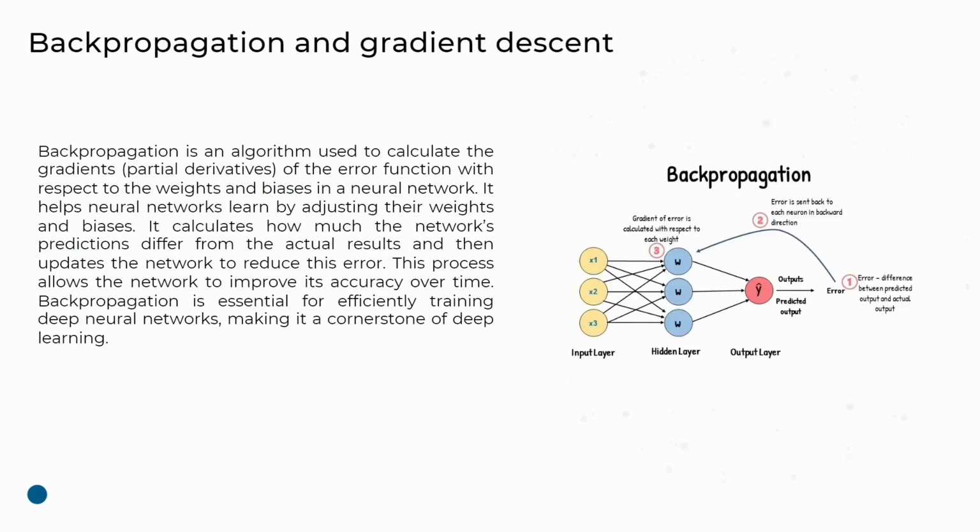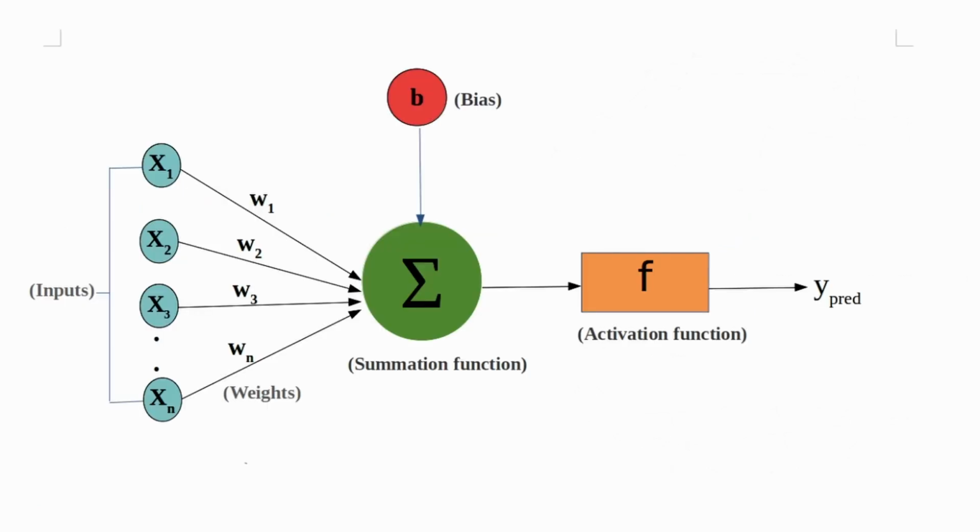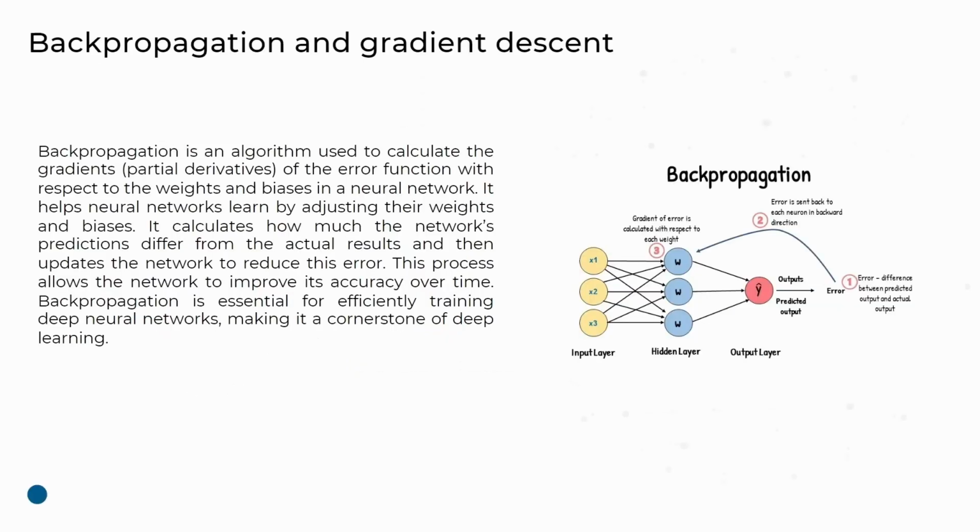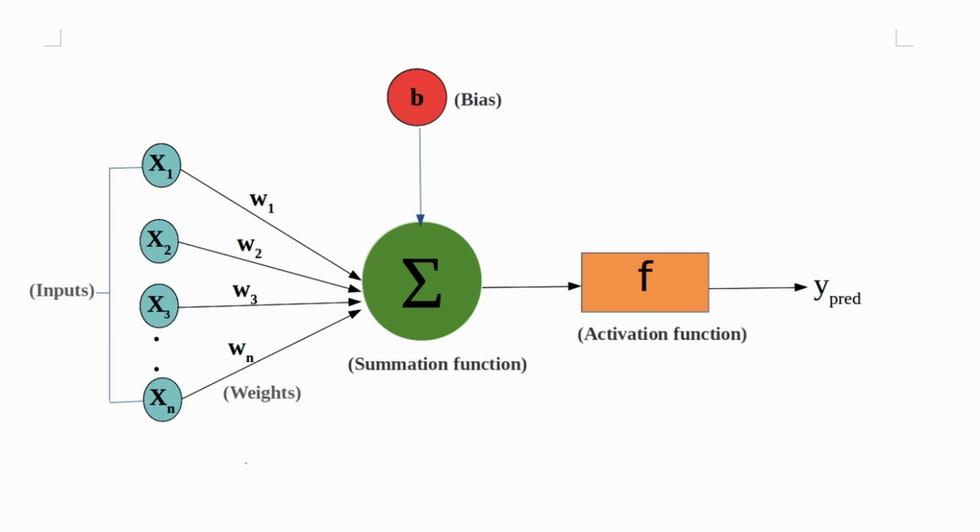So how do learning and training happen? For that, two main terms are there: backpropagation and gradient descent. Backpropagation is an algorithm that helps neural networks learn by adjusting their weights and biases. It calculates how much the network's prediction differs from the actual result and then updates the network to reduce this error. As we can see, initially it is going to predict something, compare it with the actual output, and based on that calculate the loss function. Each neuron in the hidden layers has a weight and bias, and we are going to adjust those weights and biases according to the loss calculated from the predicted and actual data.